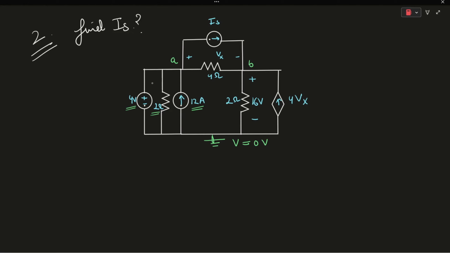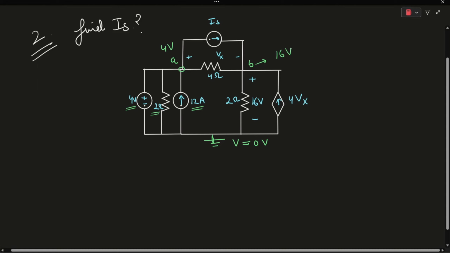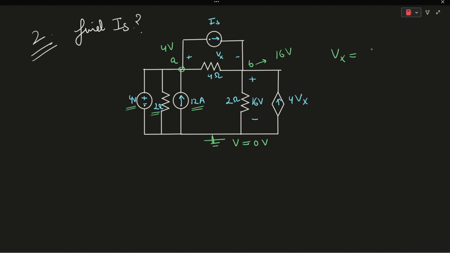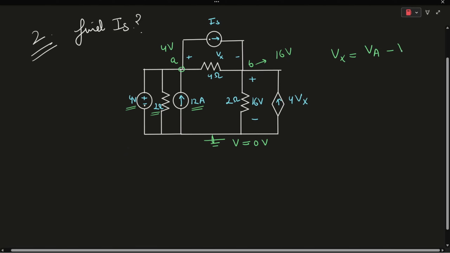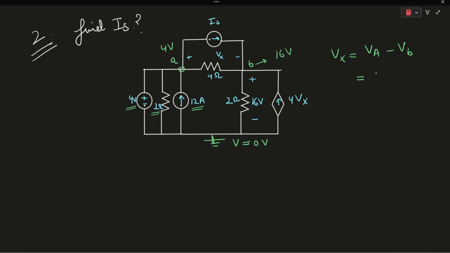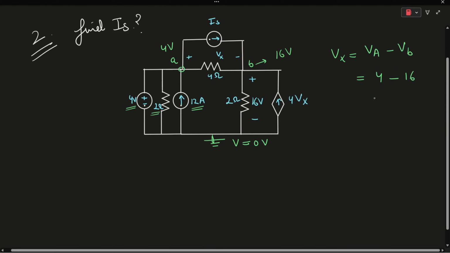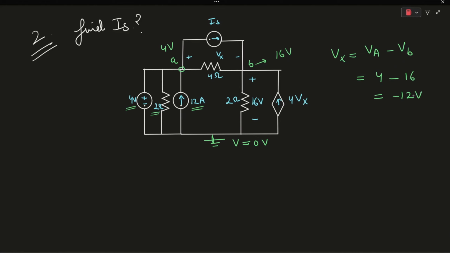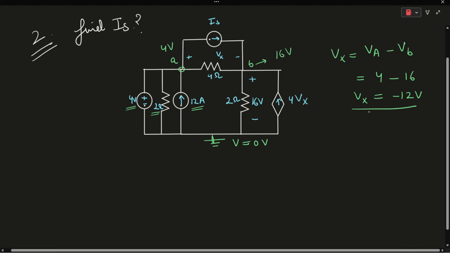It means that the voltage at node A will be equal to 4 minus 0, which is equal to 4 volts. Similarly, the voltage at node B will be equal to 16 volts. So Vx will be equal to Va minus Vb, which is 4 minus 16, equal to minus 12 volts. So Vx will be equal to minus 12 volts.